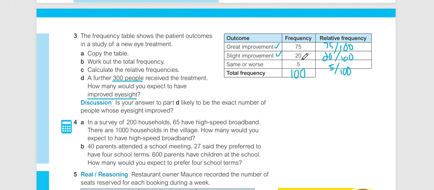So 75 plus 20 is 95 out of 100. That's the total frequency. And then here 300 people. So you can find the answer for D like this. So here, like I said, you can cut these two and these two. 95 times 3 is 285. Did you all get the answer? Yes. Okay.